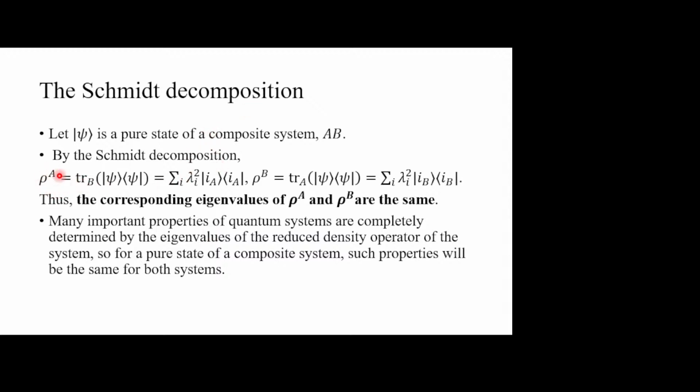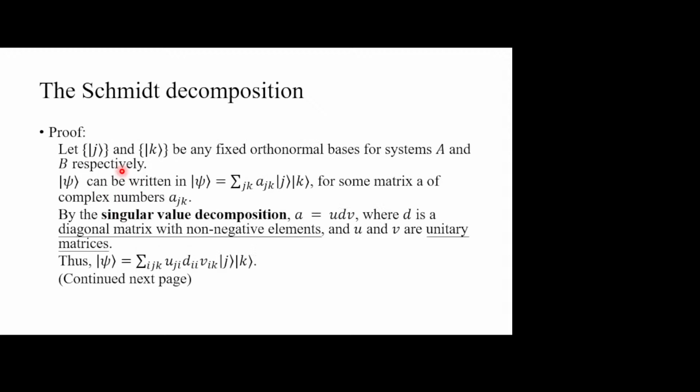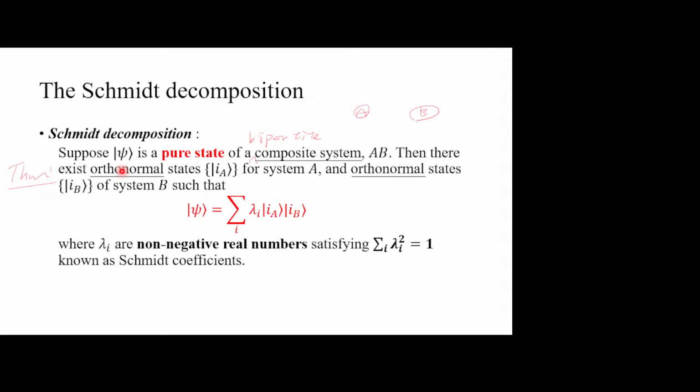Then we see that the density matrix for A and the density matrix for B are the same, because the density matrix of A is what you get when you trace over the B part of your system. So when you trace the B part, you need this I_B equal to J_B. So this is psi ket, psi bra.